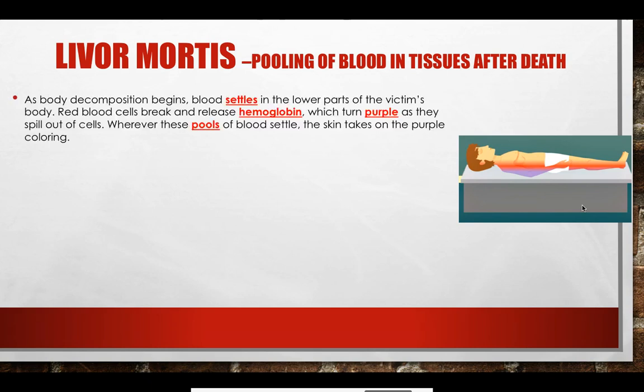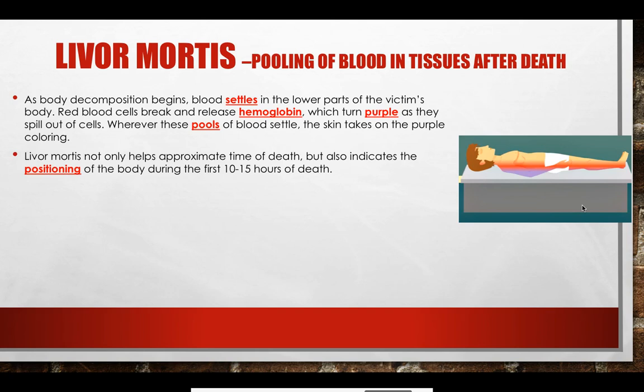So when this happens, blood settles usually in the lower parts of the victim's body. So red blood cells break and release a protein called hemoglobin, which in turn will turn purple as it spills out of the cells. Wherever these pools of blood settle, the skin will take on that purple coloring.